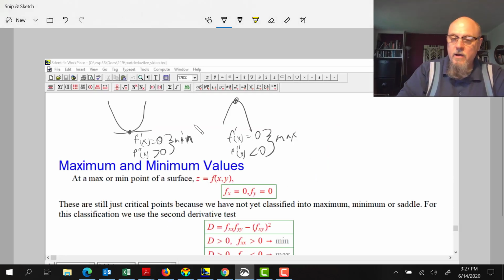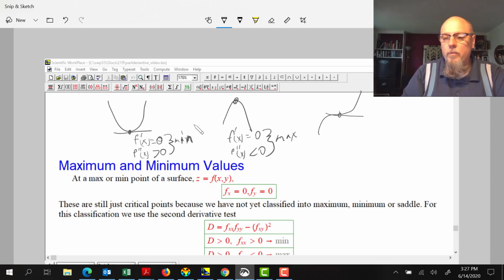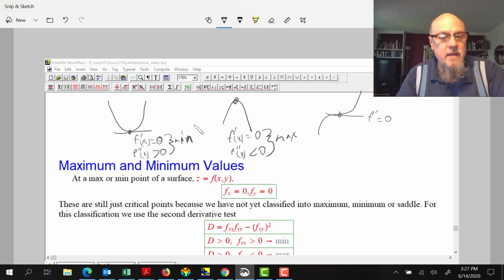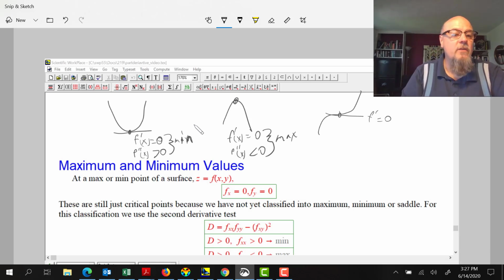Now, okay, a critical point. Let's go back to what we were talking about in single variable calculus. We called this minimum a critical point. We called this maximum a critical point. We also called things like this critical points, the place where the slope was 0, but it wasn't a maximum or a minimum. But these were all critical points, points that we should pay attention to. They had potential to be maximum or minimum.